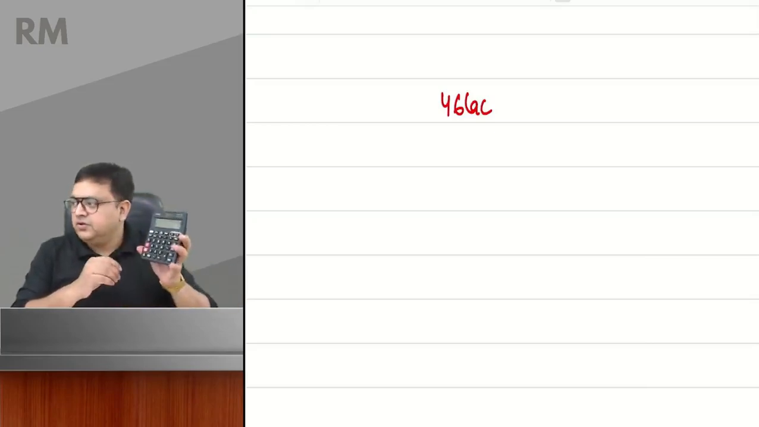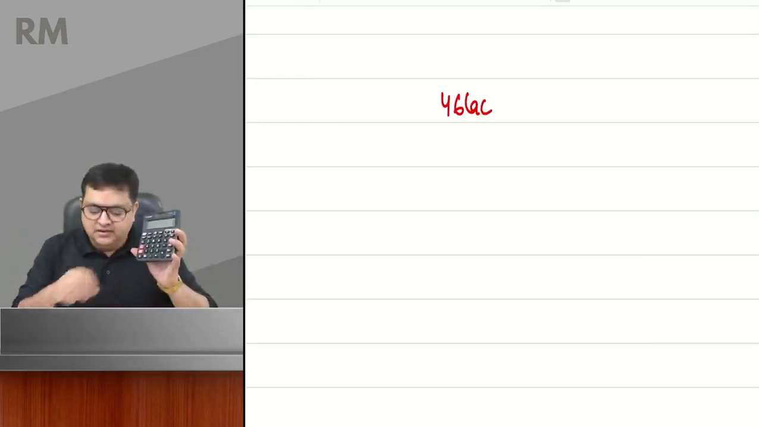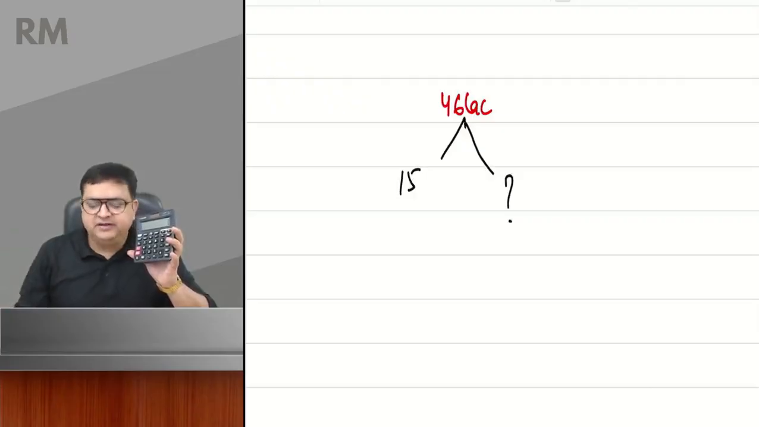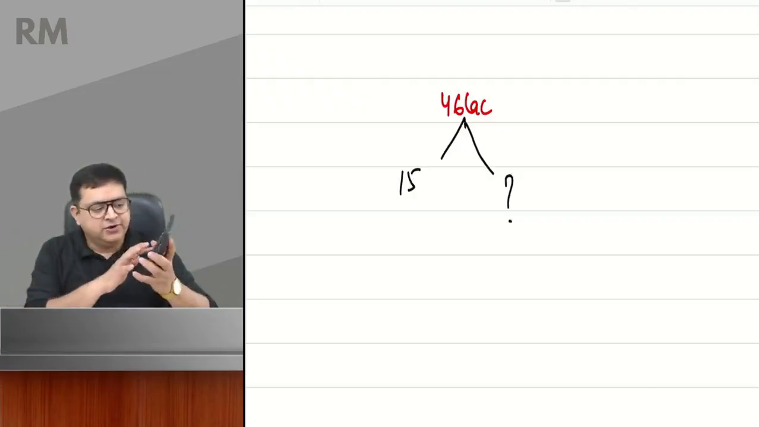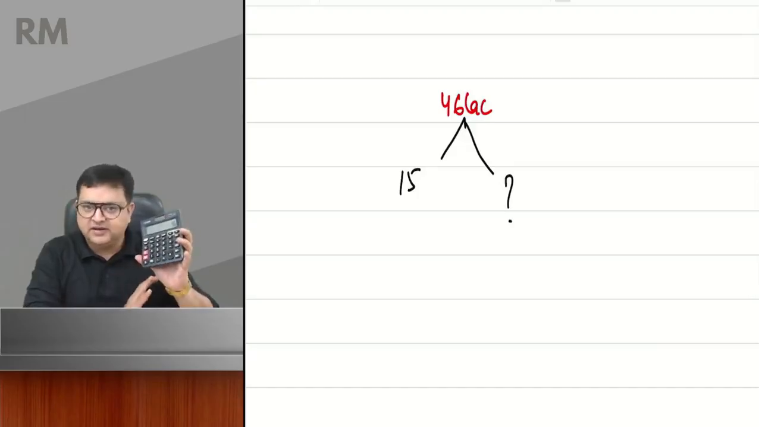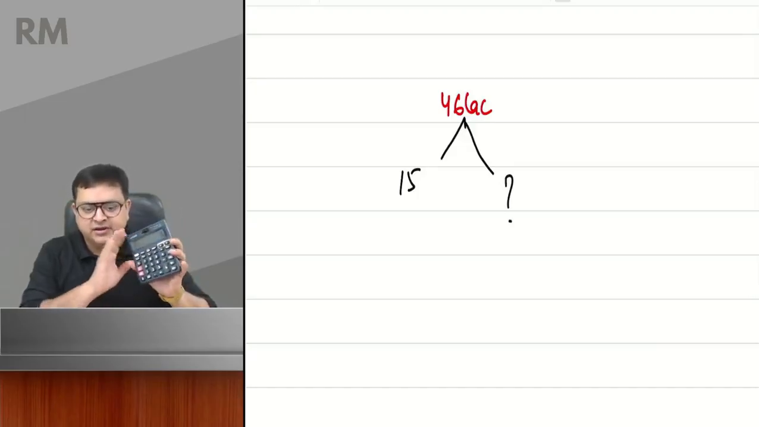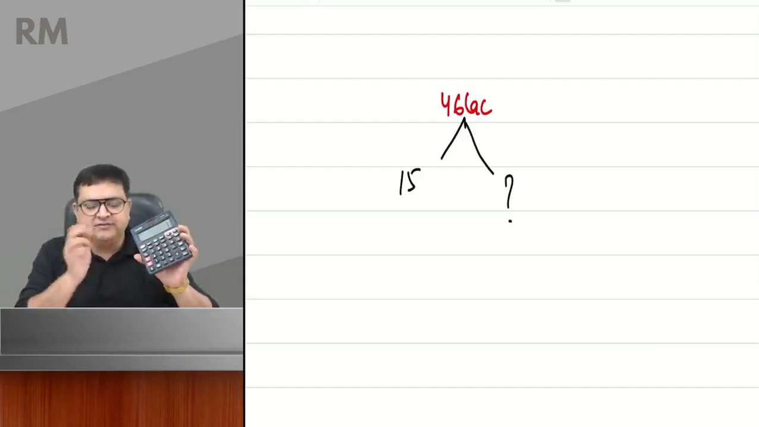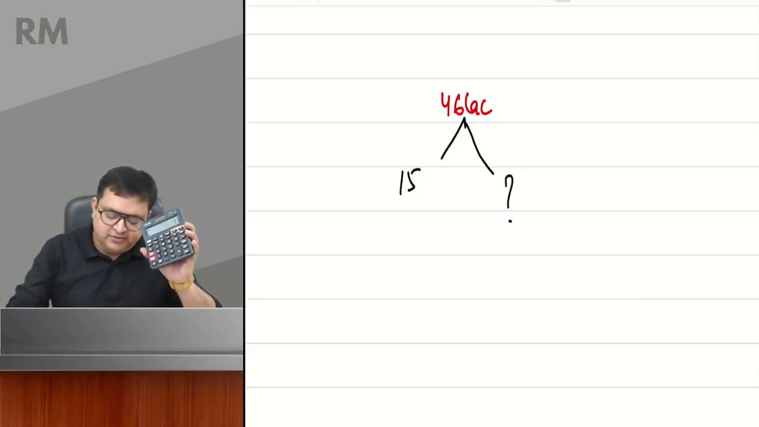Now, on 46, what we need to do is subtract the first 15 and get the remaining amount. So just type 46 in your calculator. Minus 15, you will get 31. Can you see 31 in your calculator right now? So I got this amount.